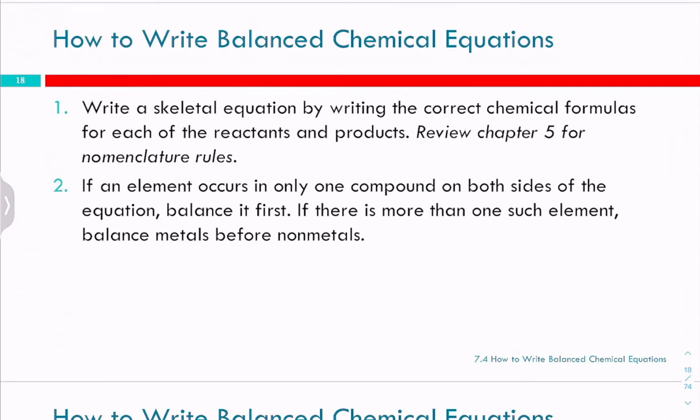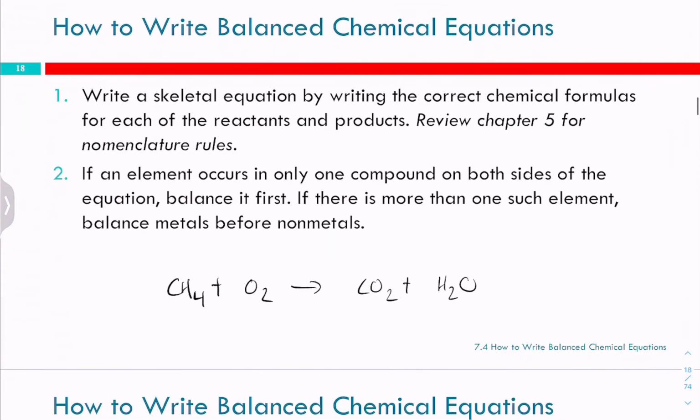So we start by writing a skeletal equation. And that skeletal equation would be like the CH4 plus O2. We'll make CO2 plus H2O. If you'll notice, I'm leaving a little bit of space in front of everything so that there's room to put coefficients in later. So this is the skeletal, right? It's unfinished. We haven't balanced it, but we've got all the chemicals in with the correct formulas.